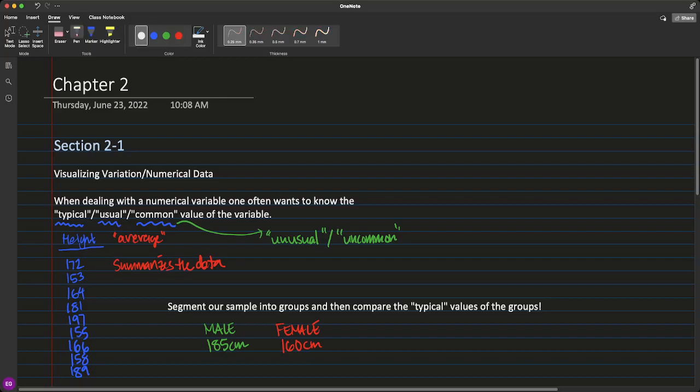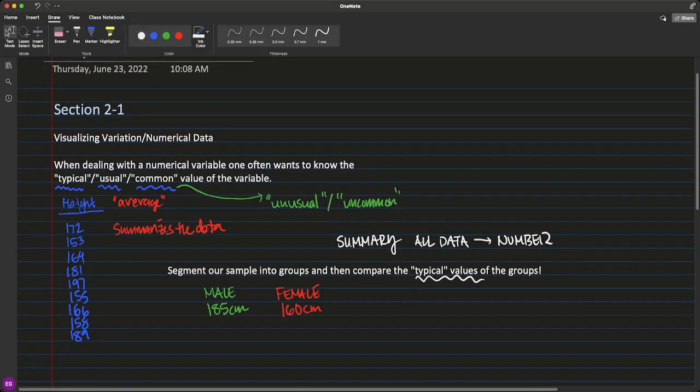Somehow what we're doing here is we're making a summary of our data. We're taking all of the data, and then we are compressing it all into a single number, which we're calling the typical value. Okay. And when you're doing this, what we're doing is we're coming up with a summary value for the distribution of the variable.